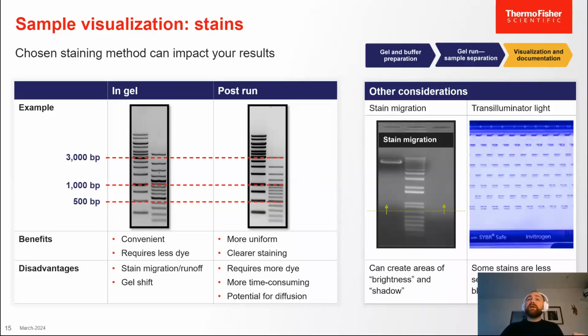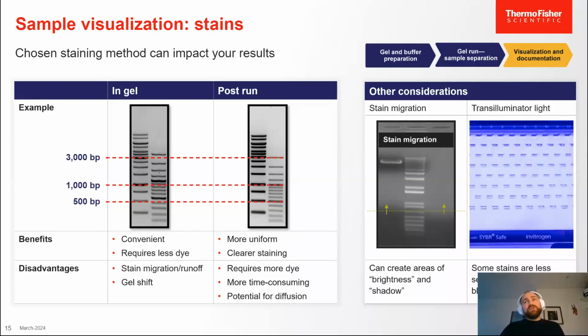Post-run, it is far more uniform. It is clearer staining. However, it requires additional time after you have already run your gel. And if you leave it too long, you have a risk of having your bands become fuzzy. So the resolution of your gel is going to go down because it's just diffusion. So it's not recommended to have a long post staining of your agarose gel.